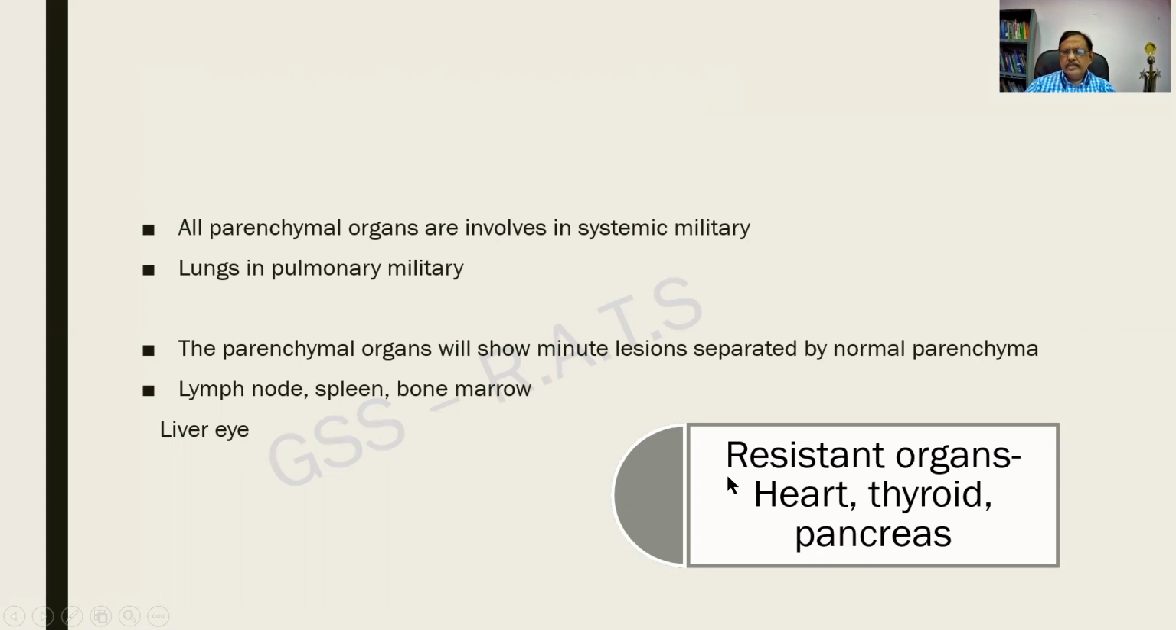In tuberculosis, there are some organs which are resistant. That will be the heart, thyroid, pancreas. In these organs, we rarely get tuberculosis, maybe because they are in a state of contraction or whatsoever. You do not get tuberculosis in these organs.